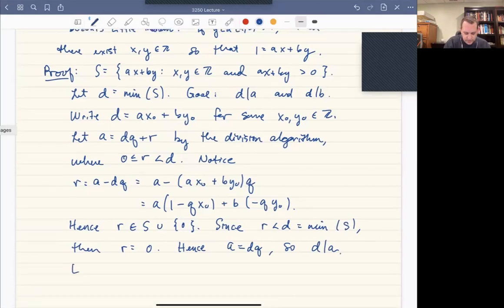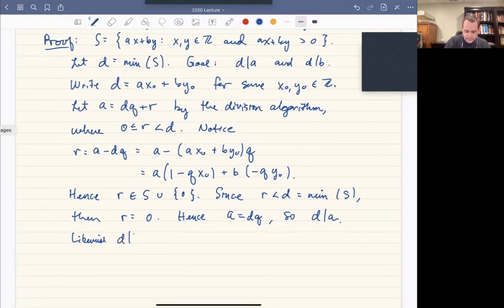And likewise, we can play the same game. So likewise, D divides B. Okay, and therefore, for the reasons that we talked about at the top of the proof, D equals 1. All right, so that's the proof there. So 1 is the smallest value that you can write as a positive linear combination of A and B.